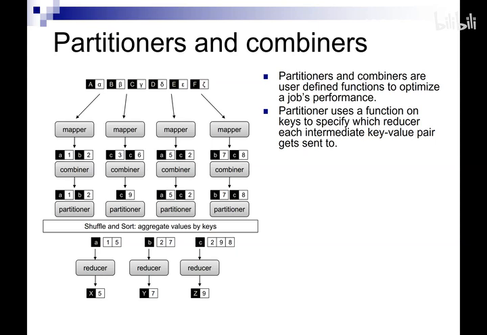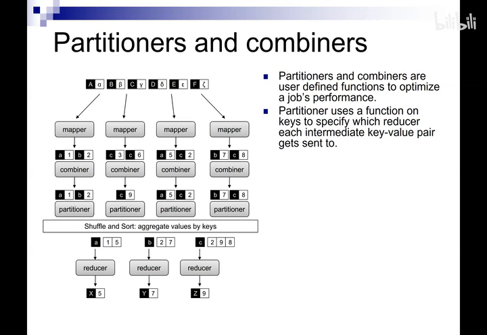If you write the combiners and the partitioners, then first of all, the map tasks are going to run. Then the outputs are going to get fed through this combiner function, and then they're also going to get fed through this partitioner function. Then they're going to get shuffled and sorted, and then they go through the reducer. Now the partitioner is a function which specifies which reducer each of these intermediate key value pairs gets sent to.